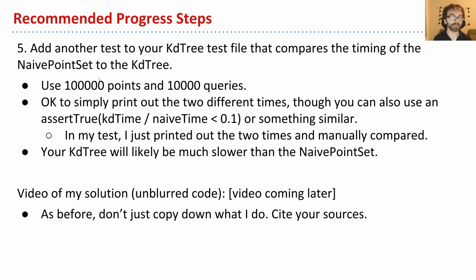Although you might increase this points value in order to get a stronger distinction between the two, that is naive point set and KD tree. I don't know, up to you. So it's okay to just print the 2 different times, or you could do something like an actual test that asserts true that the KD time divided by the naive time is less than 0.1 or whatever.